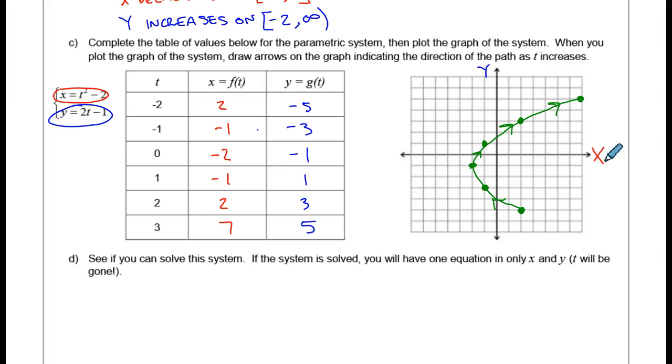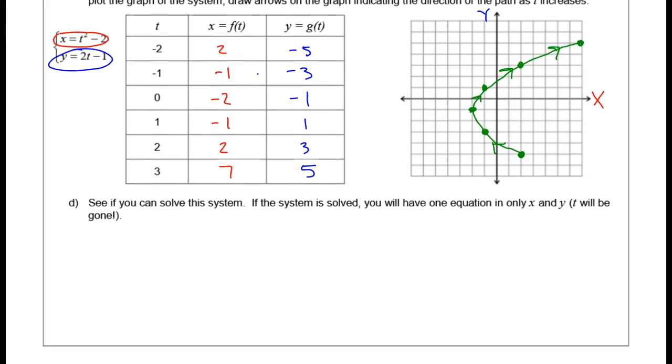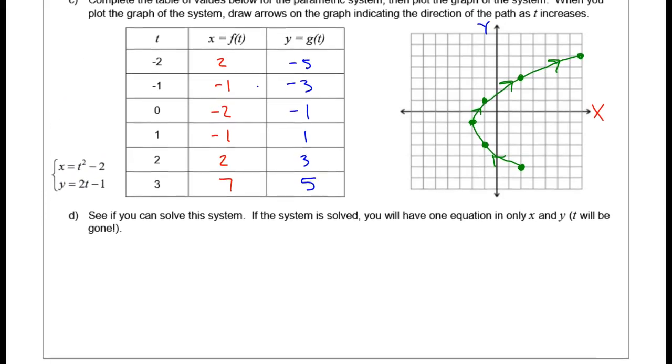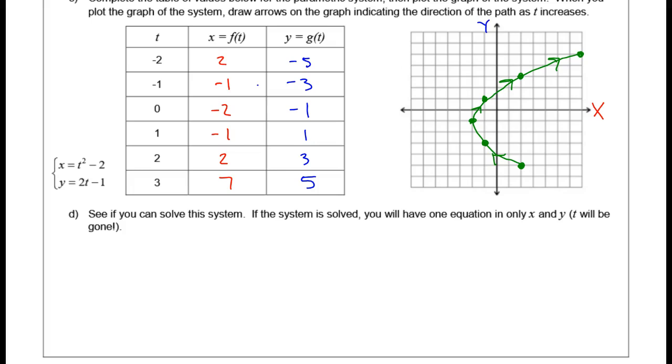See if you can solve this system. If the system is solved, you will have one equation in only x and y, and t will be gone. So looking back at the original parametric system, there's our original parametric system. One thing I notice is that in the function for x, the t is squared, but it's not squared in y. So I'm going to try and solve this equation here for t.